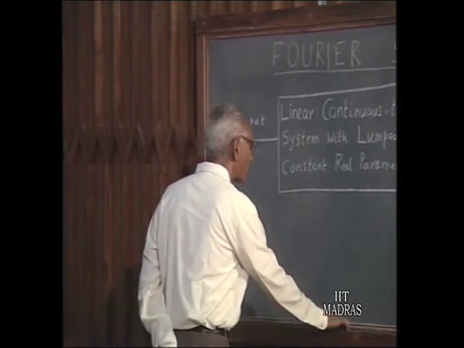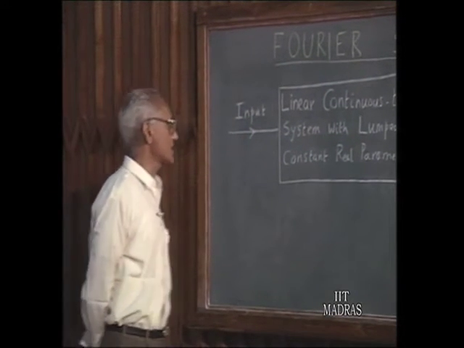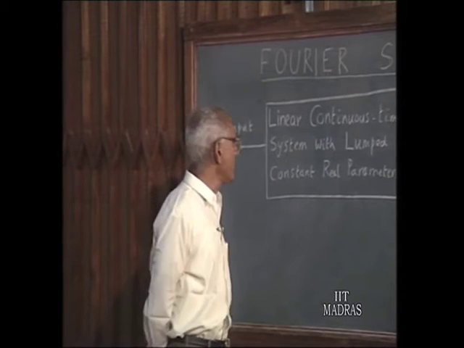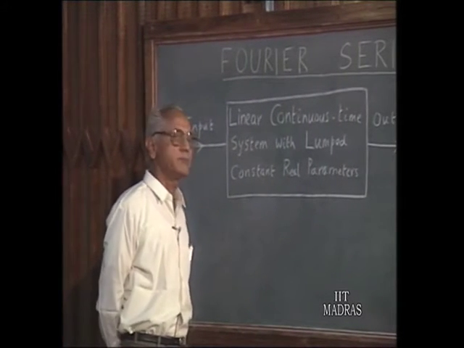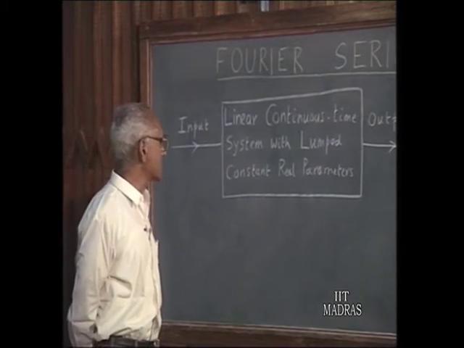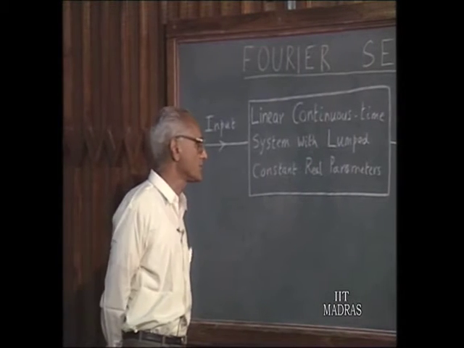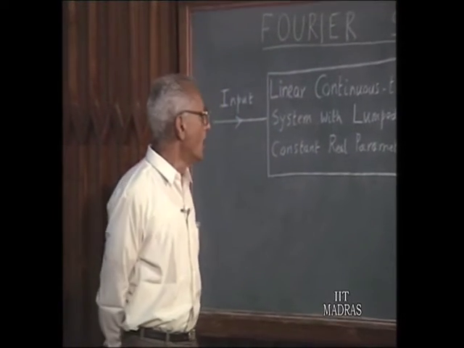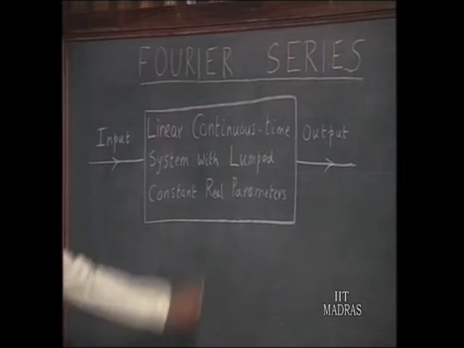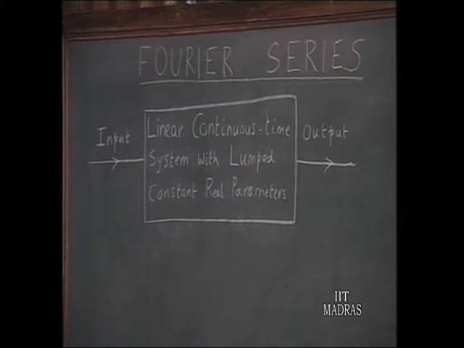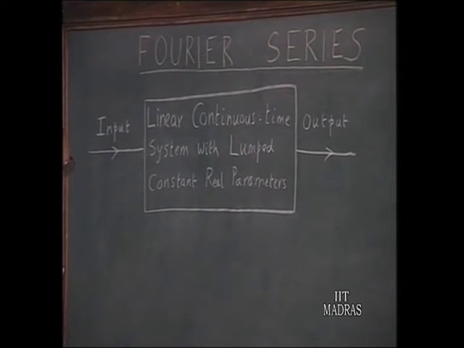You may recall that earlier we discussed the input-output relations of a linear continuous time invariant system with lumped parameters. Another way of describing a time invariant system is to say it is a system with constant parameters. And we also take the parameters to be real. So, if you have a linear continuous time system with lumped constant and real parameters, it can be symbolically represented as a box like this with an input and output terminals coming out.